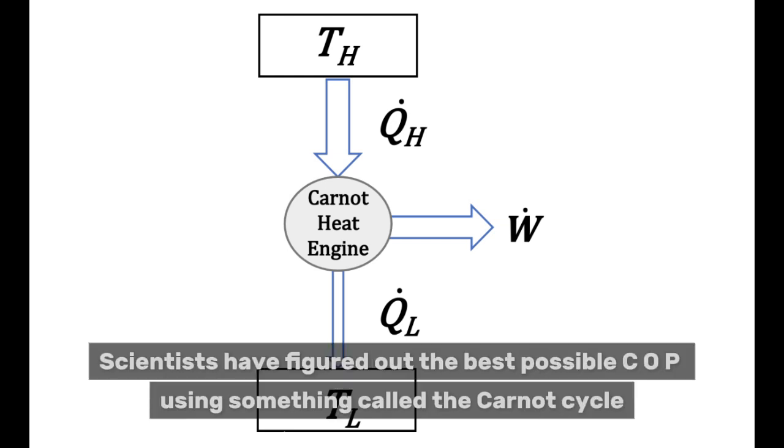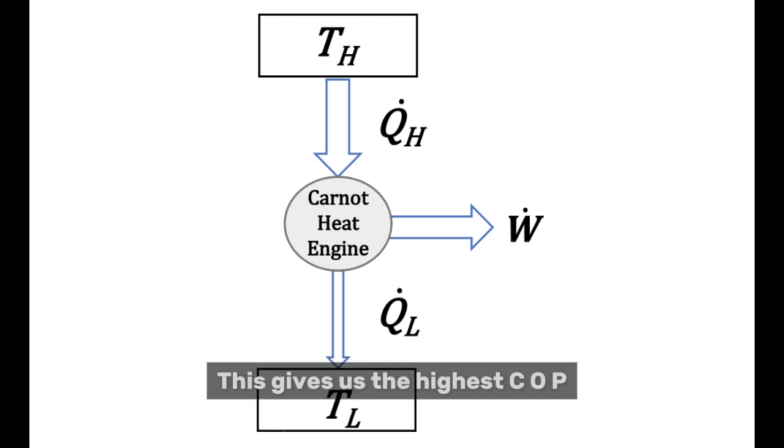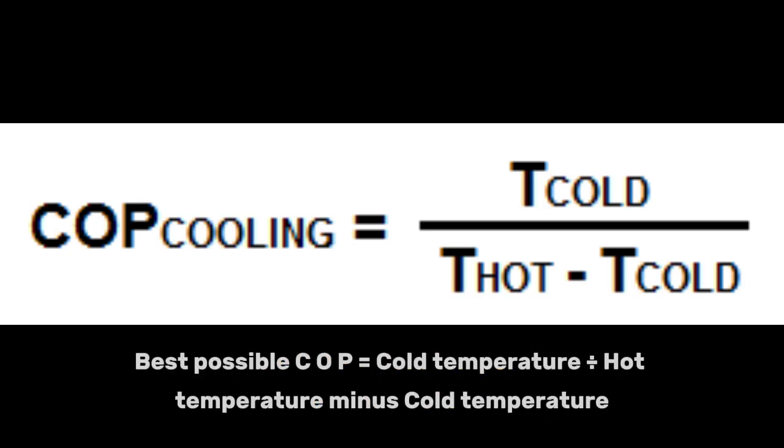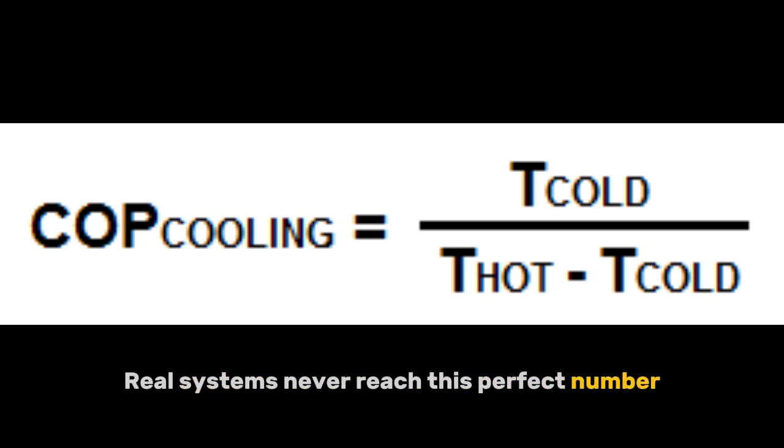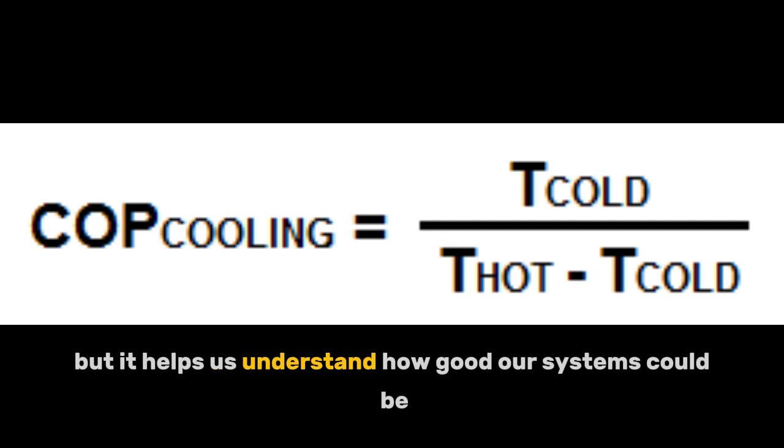The best possible COP. Scientists have figured out the best possible COP using something called the Carnot cycle. This gives us the highest COP that any system can achieve. The formula is: best possible COP equals cold temperature divided by hot temperature minus cold temperature. The temperatures must be measured in Kelvin. Real systems never reach this perfect number, but it helps us understand how good our systems could be.